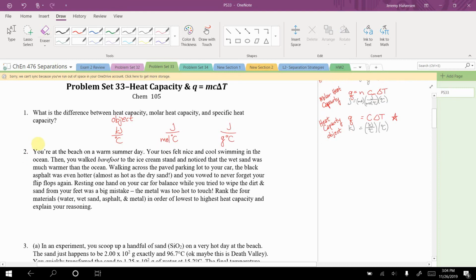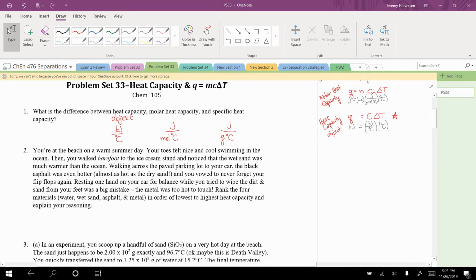Okay, number 2, you're at the beach on a warm summer day. Your toes feel nice and cool swimming in the ocean. Then you walk barefoot into the ice cream stand and notice that the wet sand was much warmer than the ocean. Walking across the paved parking lot to your car, black asphalt was even hotter, almost as hot as the dry sand, and you vowed to never forget your flip-flops again. Resting one hand on your car for balance while you tried to wipe the dirt and sand from your feet was a big mistake. The metal was too hot to touch. Rank the 4 materials: water, wet sand, asphalt, and metal, in order of lowest to highest heat capacity, and explain your reasoning.